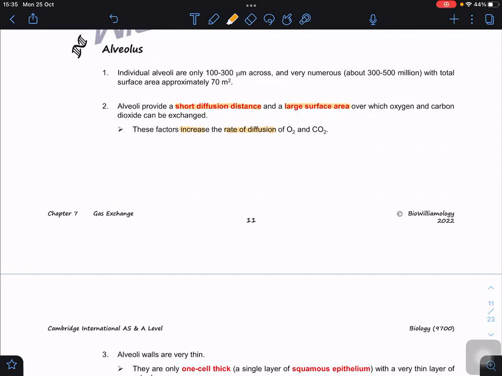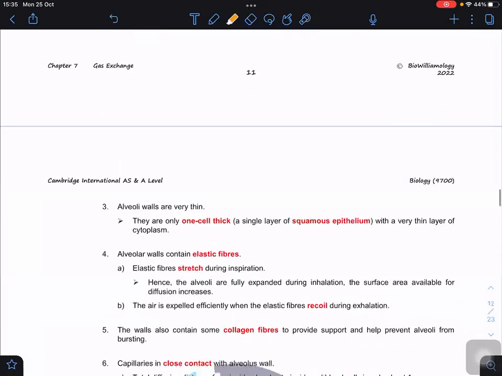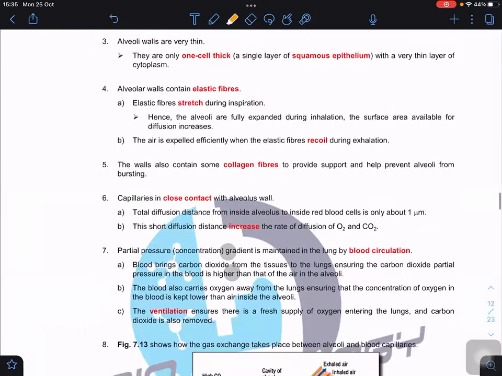Okay, so how do they provide a very short diffusion distance? If you look at alveoli, they are very, very thin. A lot of the time we say one cell thick, but one cell thick is not enough to qualify. Why? Because if I use a cuboidal or a columnar epithelium that we learned, they are very thick, correct or not? But the alveoli wall is very, very thin. It consists only of a single layer of squamous epithelium with a very thin layer of cytoplasm.